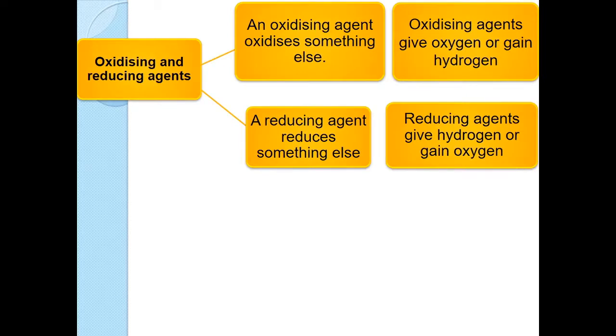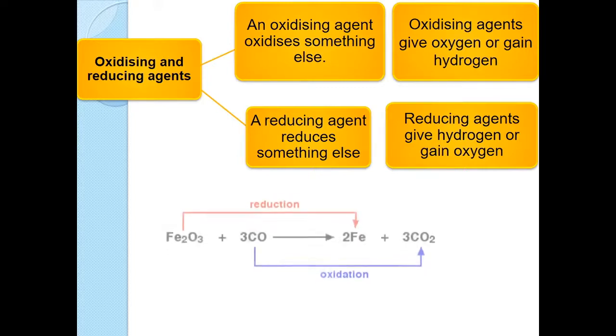Oxidizing agent and reducing agents. An oxidizing agent oxidizes something else and a reducing agent reduces something else. An oxidizing agent helps in bringing about oxidation and itself undergoes reduction. Similarly, a reducing agent helps in bringing about reduction and itself undergoes oxidation. Oxidizing agents give oxygen or gain hydrogen, and reducing agents give hydrogen or gain oxygen.